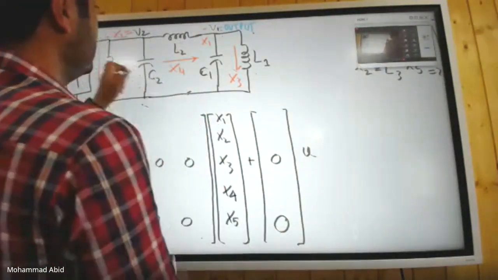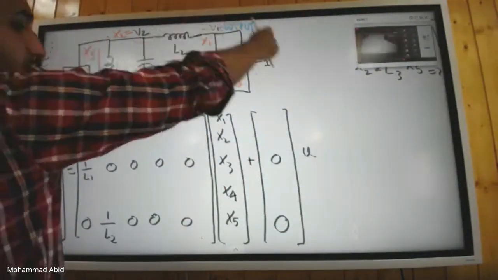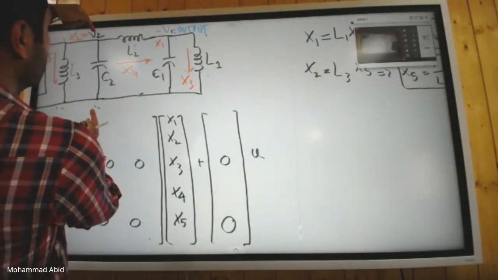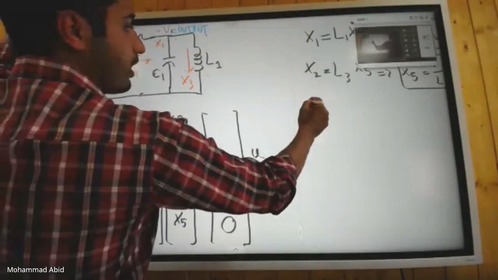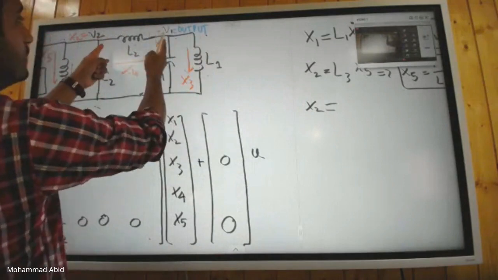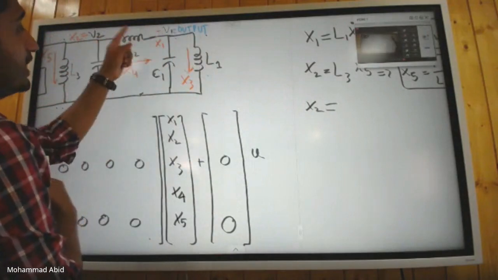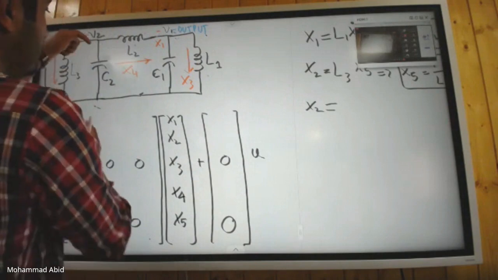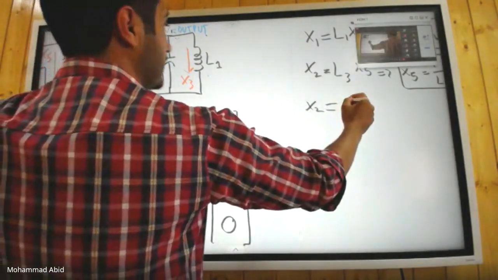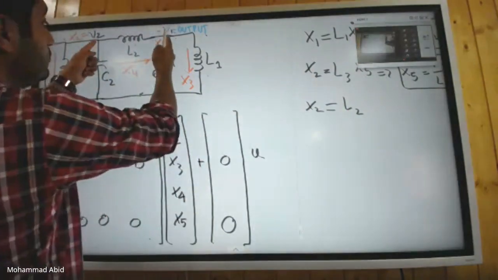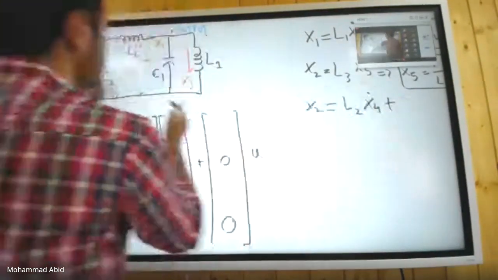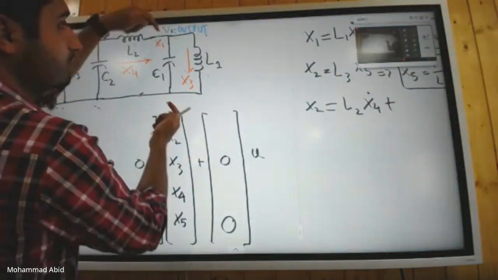Do one thing. Apply KVL here in this loop. What's this voltage? This voltage is x2. That's equal to the sum of this voltage and this voltage. What's this voltage? You have to tell me in terms of state variables. This voltage is V2 and this voltage is L di by dt. L is L2 and current is x4, so L2 x4 dot, plus this voltage. This voltage is x1.